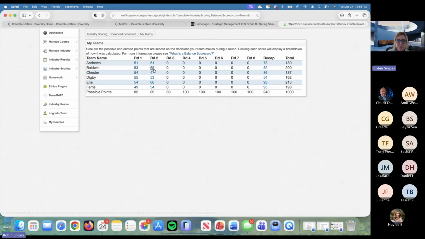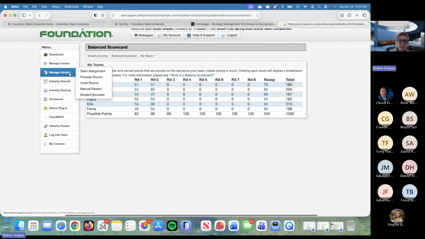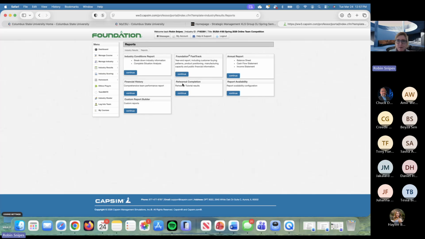Most teams did improve, but there are some teams that actually went down. And if you're one of the teams whose score went down from round 1 to round 2, again, look at what your weaknesses are, what happened. It might be that your competitors made some dramatic changes in their marketing strategy or in their product design strategy. So look to see what your weaknesses are. Let's just take a quick look at the report and see what's happening there.